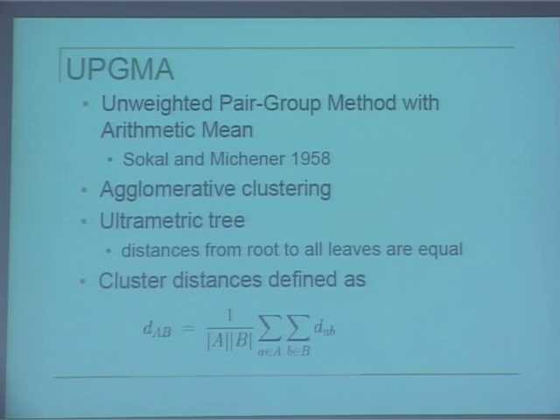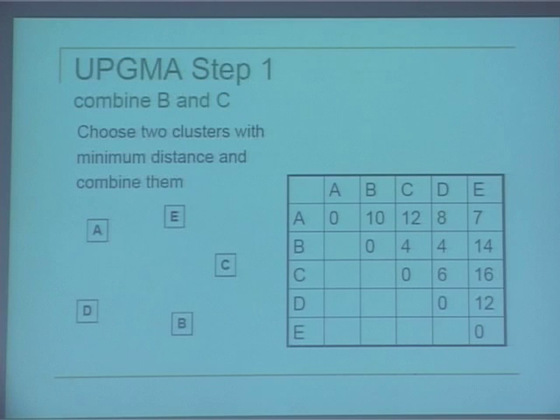So here's an example. We start with 5 genes, 5 sequences, for which we are going to build a phylogenetic tree. We are given this distance matrix, and the algorithm proceeds like this.